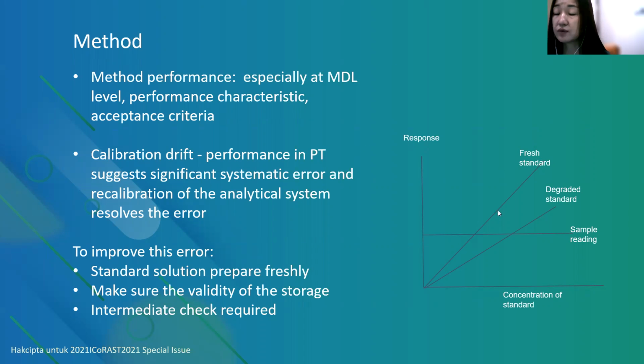From this chart, this diagram, we can see that if we prepare a fresh standard, we get a lower concentration of the standard compared with the degraded standard, which is more concentrated. To improve this error, we have to prepare the standard solution freshly. Make sure of the validity of the storage, and intermediate checks are required.